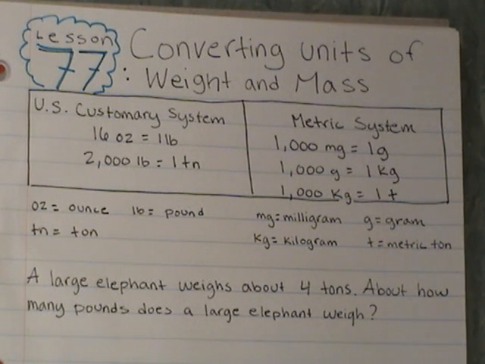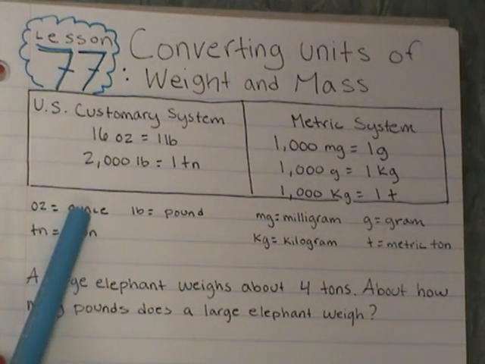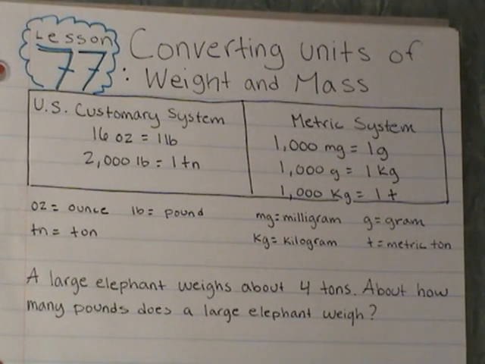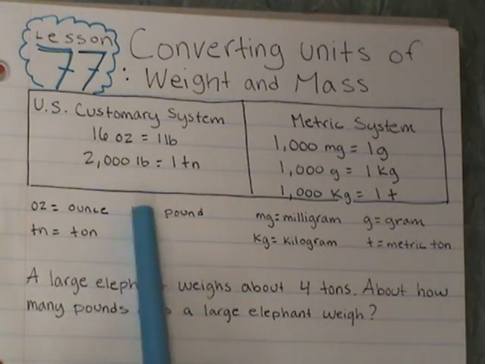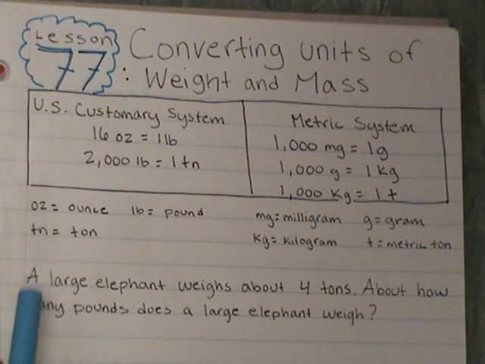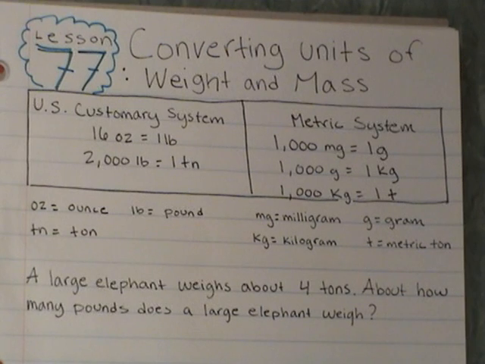To measure weight in the U.S. customary system, we use units such as ounces, which is OZ, right here, pounds, LB, and tons, TN. For example, one slice of bread weighs about an ounce, a shoe weighs about 1 pound, and the weight of a small car is about 1 ton, just to kind of give you an example.